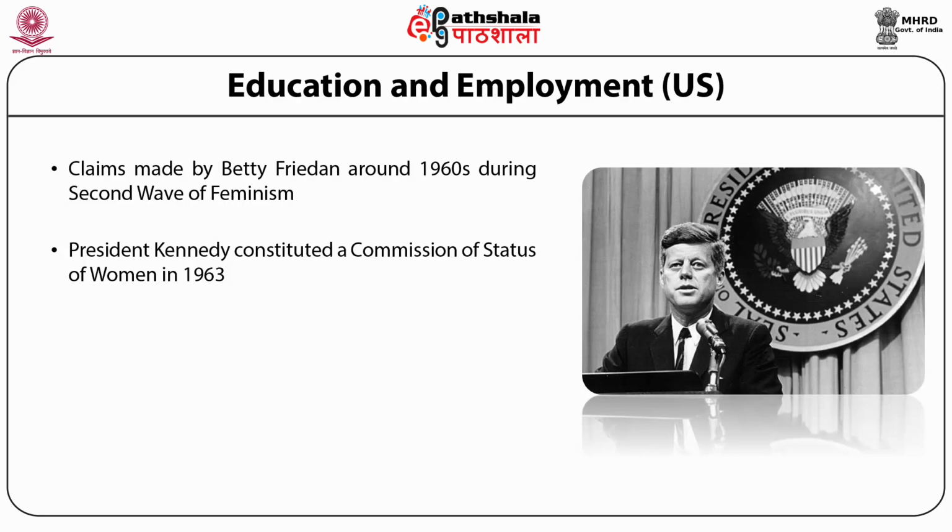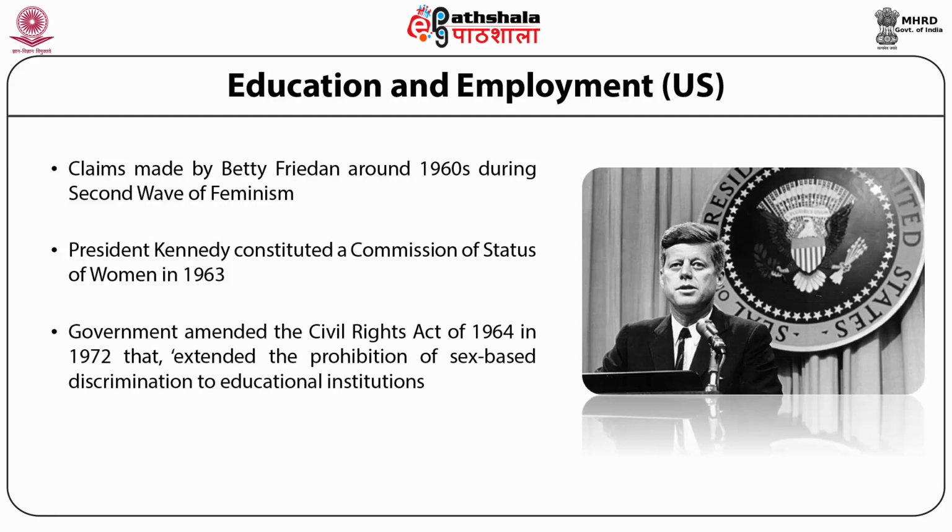education and employment. In response to the report of this commission, the government amended the Civil Rights Act of 1964 in 1972, which extended the prohibition of sex-based discrimination in educational institutions. Sex-based discrimination in educational institutions is something that was very common in most of these states in the United States of America. So this act was very significant in the sense that it checked the discrimination based on gender and sex in educational institutions. And this was a very, very important step in achieving the goal of equal opportunity for women in the sphere of education.